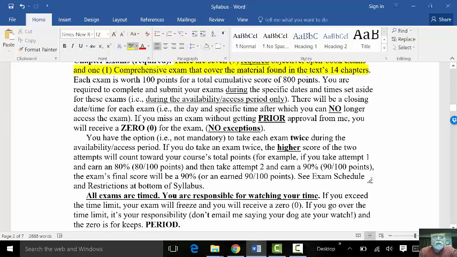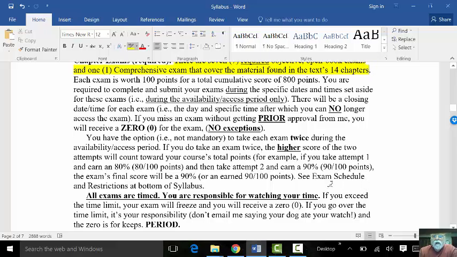If you've got any questions, please let me know ASAP so I can handle them. Note this, that you can take an exam twice. Now, you don't have to. You have to take it once, obviously, to get a score. But if you don't like your first score, you could take it a second time.